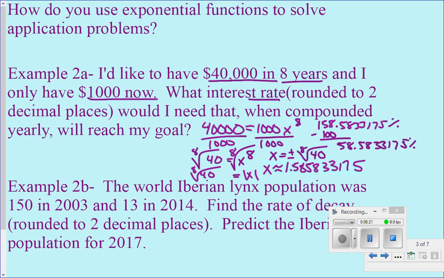Now I'm at the end of my problem, and now I'm ready to round. This asks for 2 decimal places, so I look at 3 decimal places, and I say 58.58% approximately. So it's not looking like I'm going to get that $40,000 within 8 years because I don't know of a bank that would give me 58.58% interest. That's a really high interest rate.